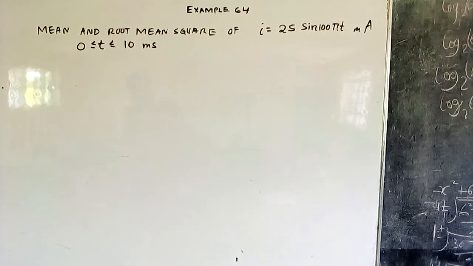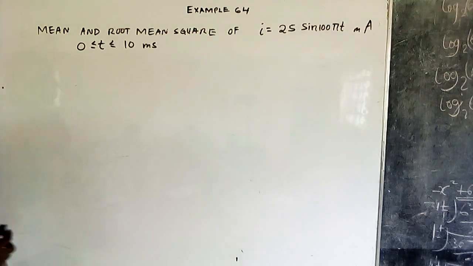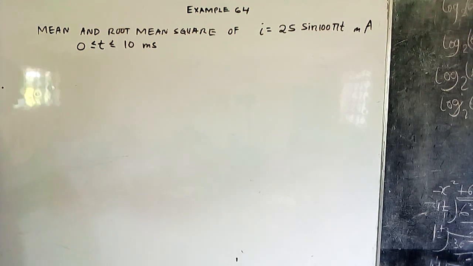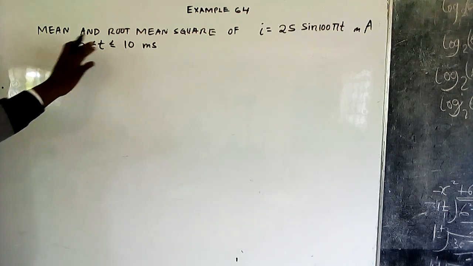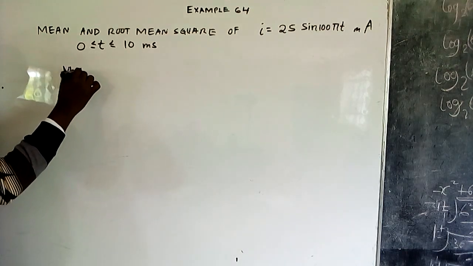So example number 64: a current I equals 25 sin 100 pi t milliamperes in an electric circuit. Determine using integral calculus its mean and root mean square over the range t equals 0 to t equals 10. So they want you to determine the mean and the root mean square of the current I. Are we together? So the first thing, how do we get the mean?